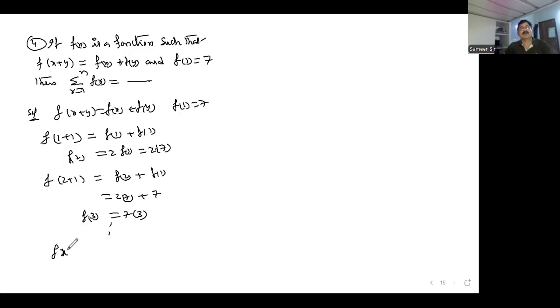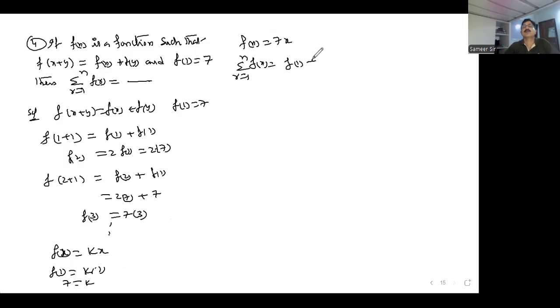x becomes what? Something kx. So f of 1 is equal to how much? k into 1. But k is 7. So the function is f of x is equal to 7x. But that fellow is asking the sum of f of x from 1 to n. How much? f of 1, f of 2, and so on, f of n. 7 you take common. 1 plus 2 plus 3 plus so on plus n. 7 into n into n plus 1 divided by 2 is your answer.